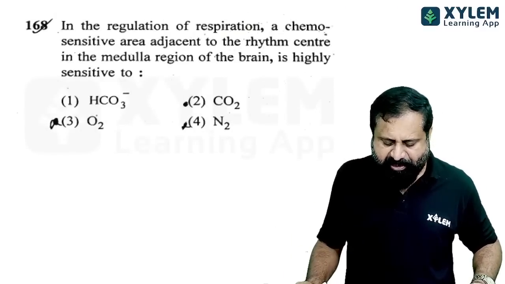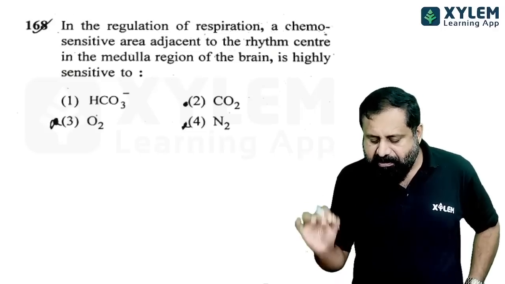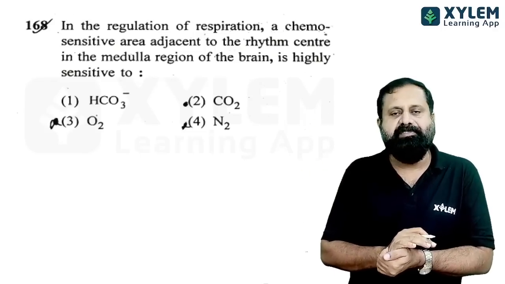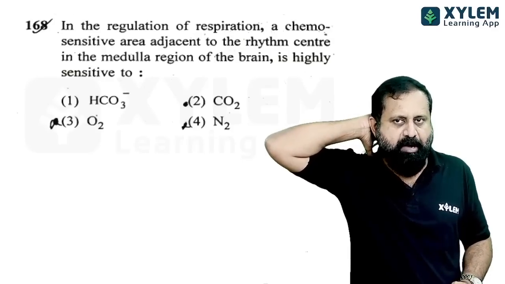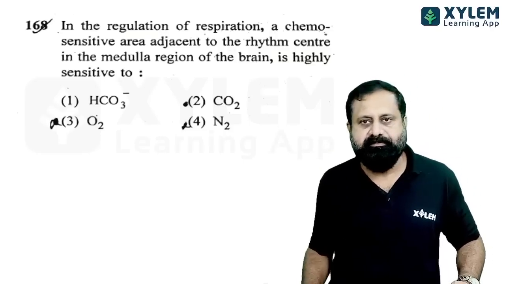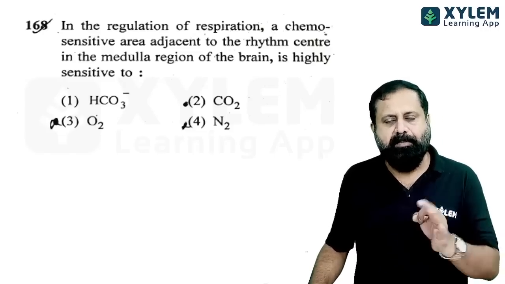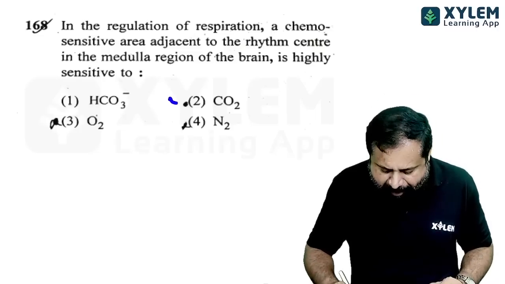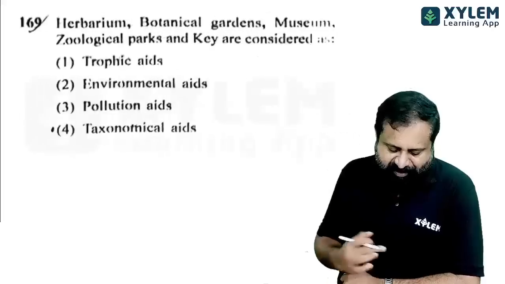168. The regulation of respiration. In the regulation of respiration, a chemosensitive area adjacent to the rhythm center in medulla region of brain is highly sensitive to. In your breathing system, the breathing is controlled by our medulla oblongata or pons and medulla. This part contains a chemosensitive area, given in NCERT, same statement. It is highly sensitive not to oxygen, but to carbon dioxide. Number 2, carbon dioxide. 168, 2 is correct.